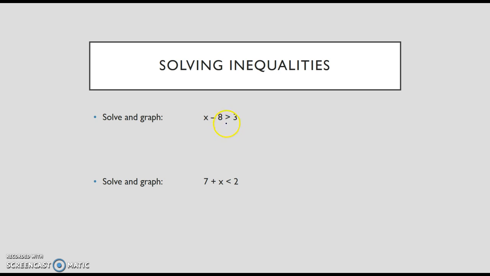So x minus 8 is greater than 3. I want to get rid of the minus 8, so I'm going to add it. Whatever you do to one side, you have to do to the other. That cancels out my 8.